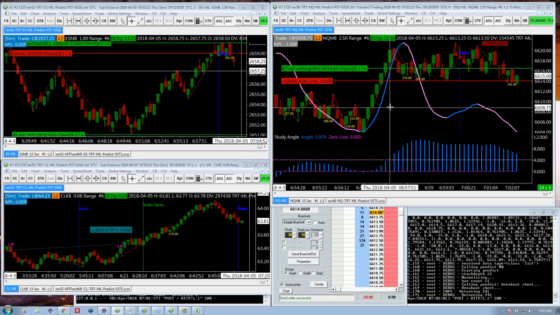Order placed short in the NASDAQ here, 241. That's a breakout signal. And then the ES placed an order short, but it hasn't gotten filled. NASDAQ is live, ES is sim.